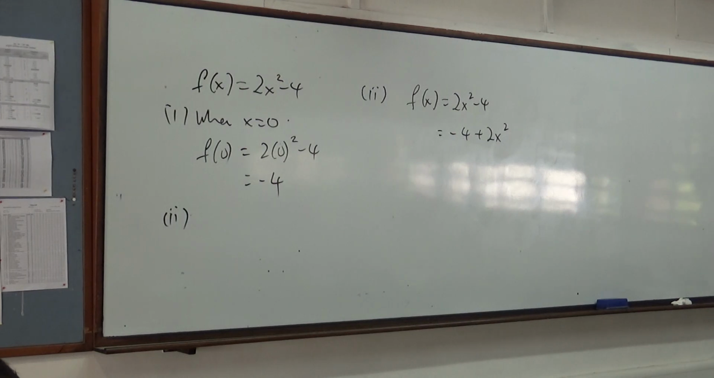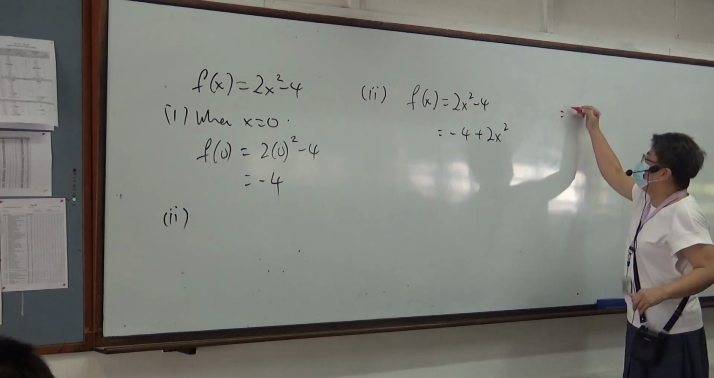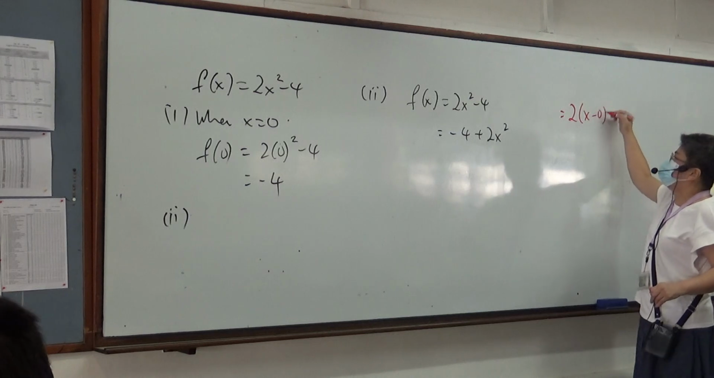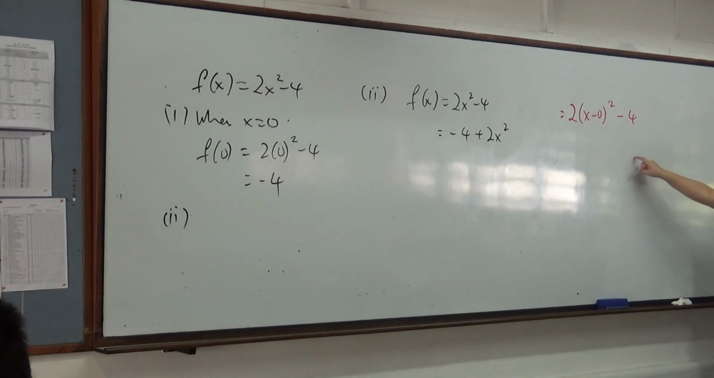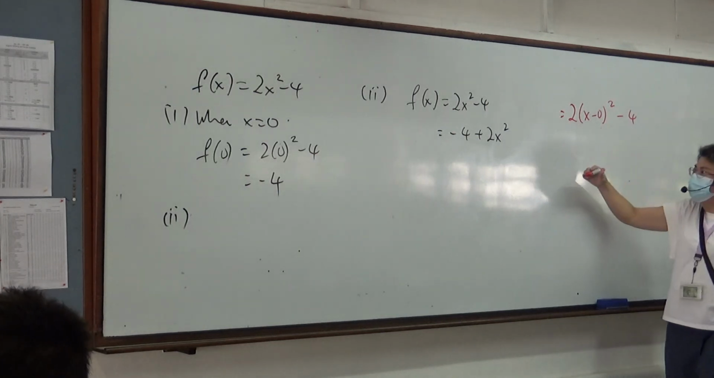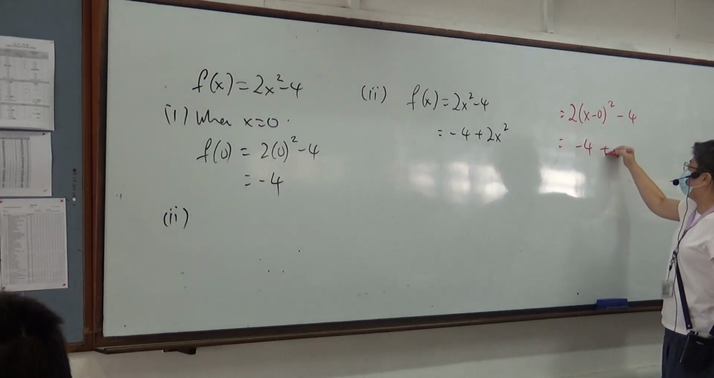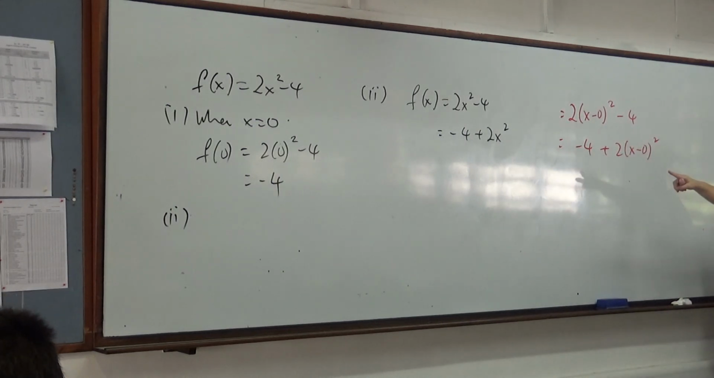Okay, now I want you to look here. This is actually the completed square form. Do you agree that this is actually 2(x minus 0) squared minus 4? Can you recognize this form? This is a completed square form, right? Now, can you see that if I write like that, it's actually the same?